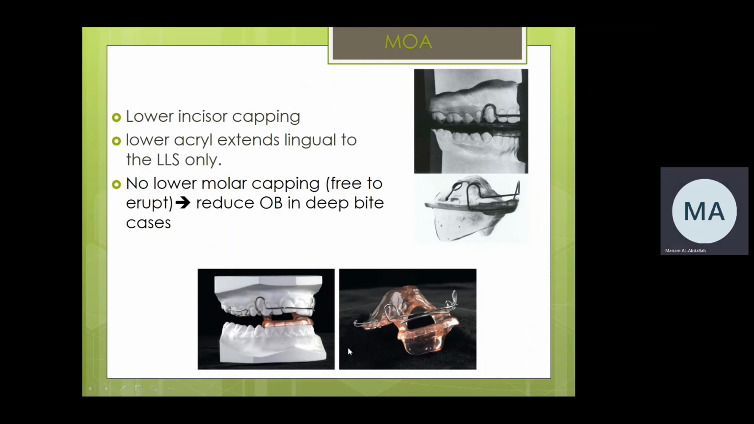So we have lower incisor capping and lower lingual flanges in order to force the mandible forward. There are no lower molar capping, so they are free to erupt. So we need to be careful when we use the medium opening activator. It is used mainly in patients with reduced vertical proportions and deep bite.